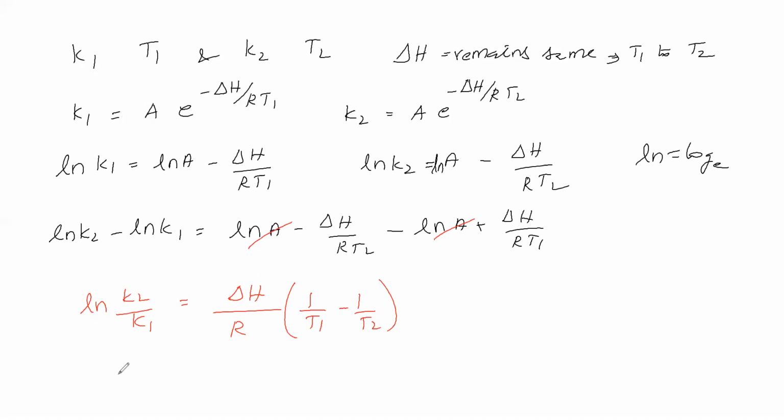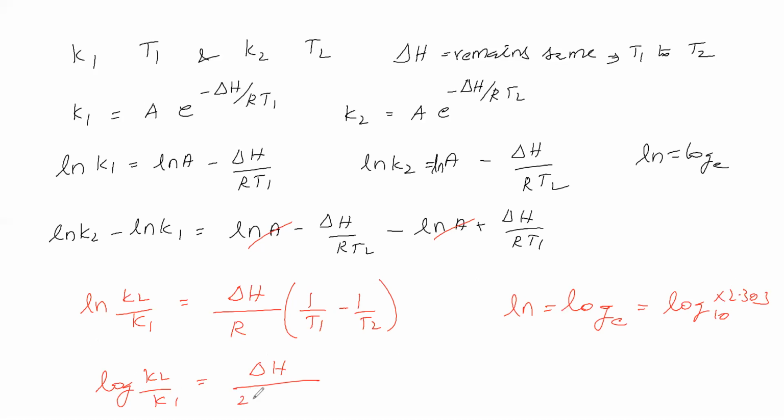Ln is nothing but log to the base e. We write this as log to the base 10 by multiplying with 2.303. So log to the base 10 of K2 by K1 is equal to delta H by 2.303 R into 1 by T1 minus 1 by T2. This gives the equilibrium constant at two different temperatures, keeping delta H constant. This relation says that the equilibrium constant depends on temperature.